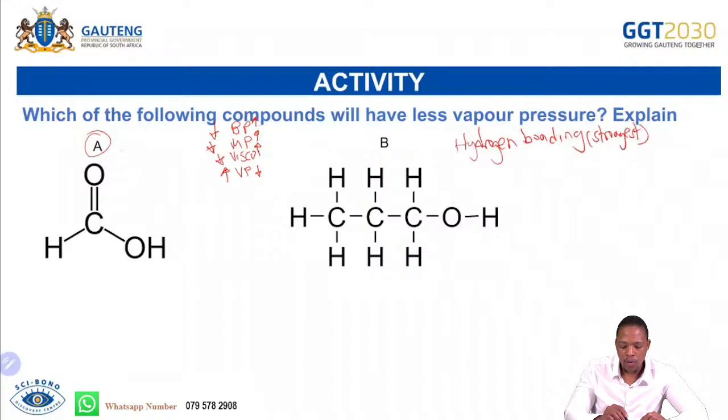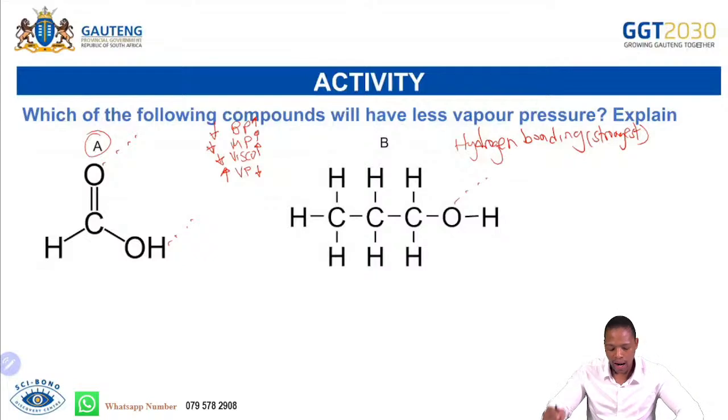Having a site with the other molecule. So you have a site coming in here, you'll have another site here. But here in this case, we'll only have one site. So the sites will definitely have a major effect on the boiling point, melting point, viscosity, and vapor pressure of these compounds.